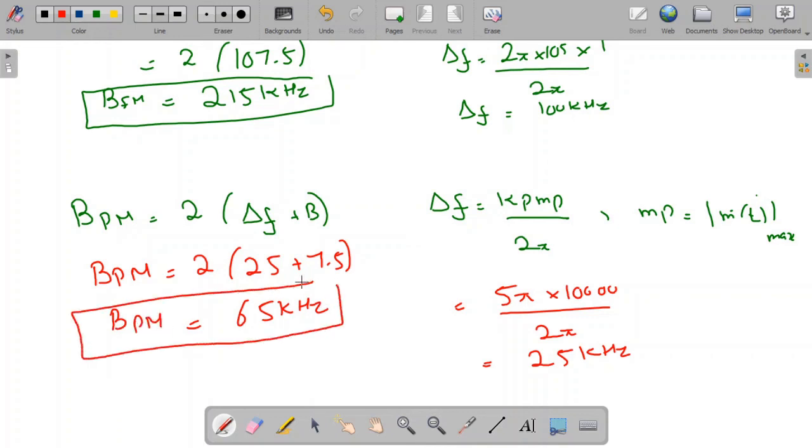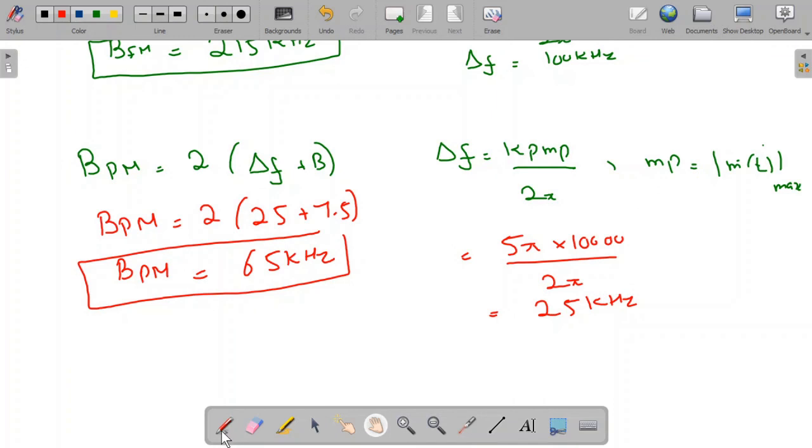In the previous example, when there was no time expansion, the phase modulated bandwidth was 130 kilohertz. So now it has become half. So the time expansion of the message signal has very little effect on the FM bandwidth, but it halves the PM bandwidth. The PM bandwidth has become half.